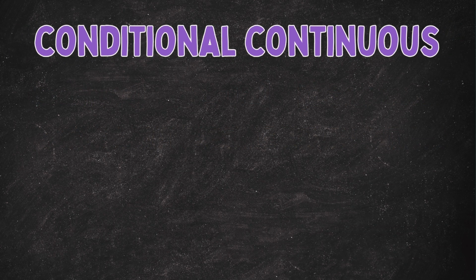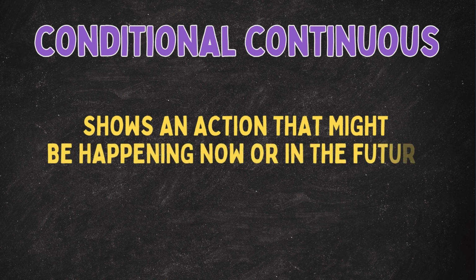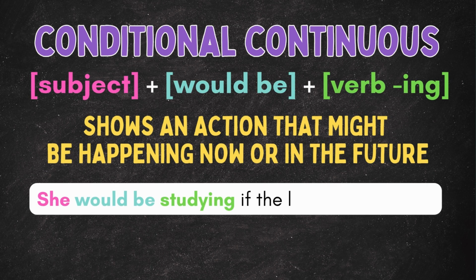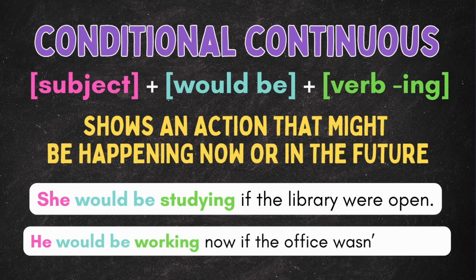Conditional continuous. Conditional continuous shows an action that might be happening now or in the future. The sentence structure is subject plus would be plus verb with ing. She would be studying if the library were open. He would be working now if the office wasn't closed.